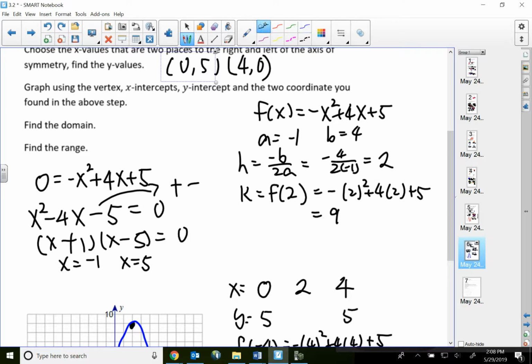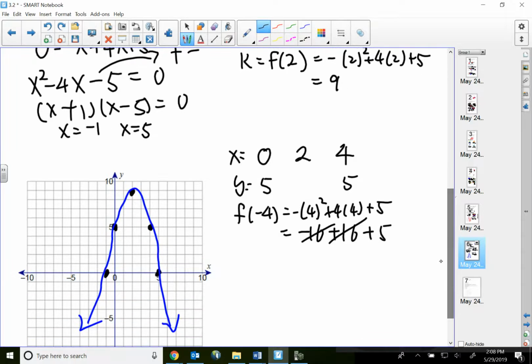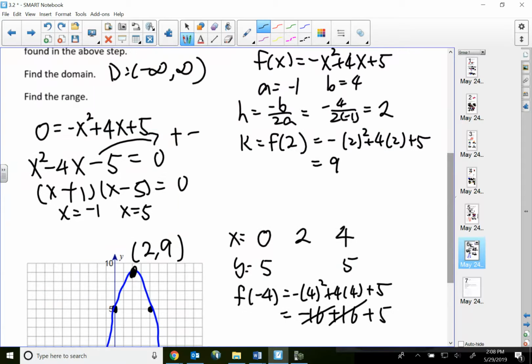All right, the domain for a vertical parabola is always the same, which is from negative infinity to infinity. All right, range. Remember now, range is down and up. So the highest point it reaches for the range got to be 9. So my range got to be from negative infinity all the way up to 9 using brackets.